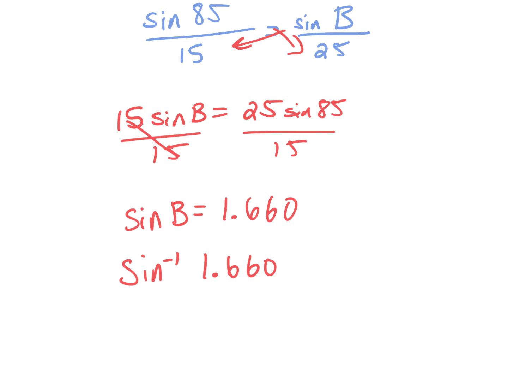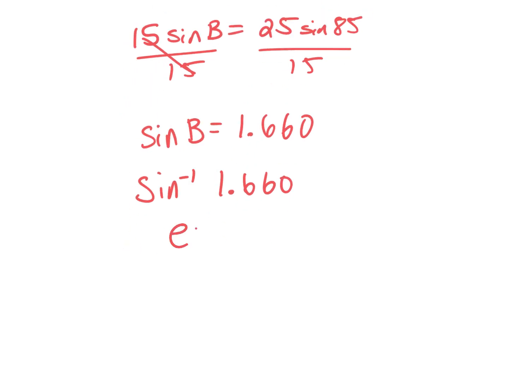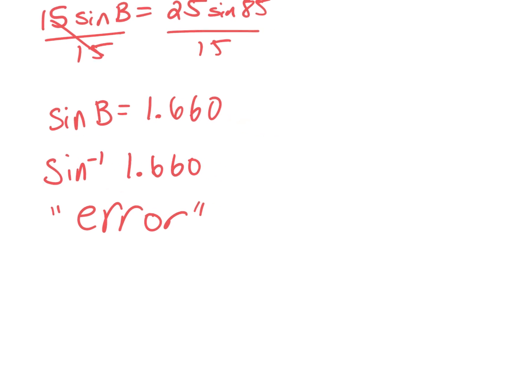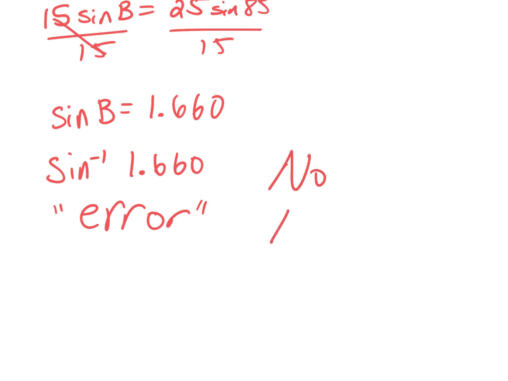1.660. So do that in your calculator. Second sine 1.660. And you guys get? Error. Whoops, I didn't spell error right. I had an error in my spelling. What did I tell you guys? What happens when you do all of the calculations and then you get an error message? No triangle. There is no triangle.